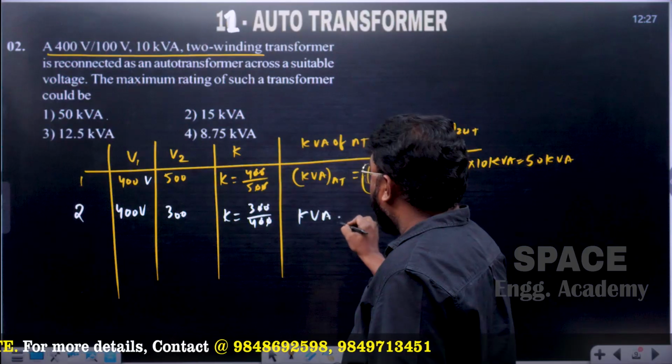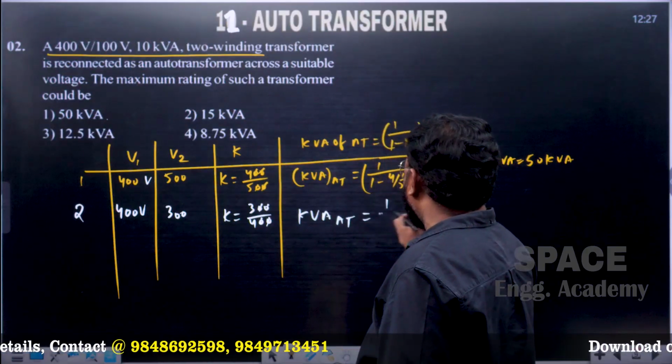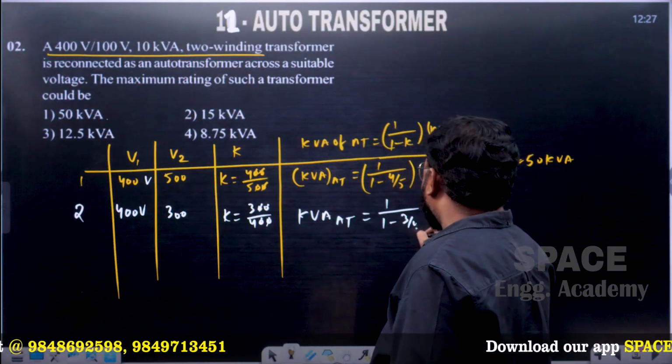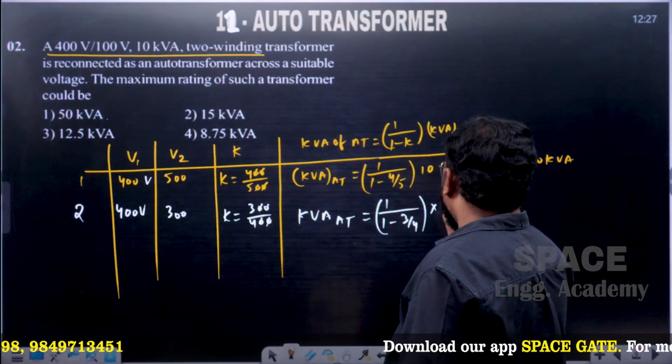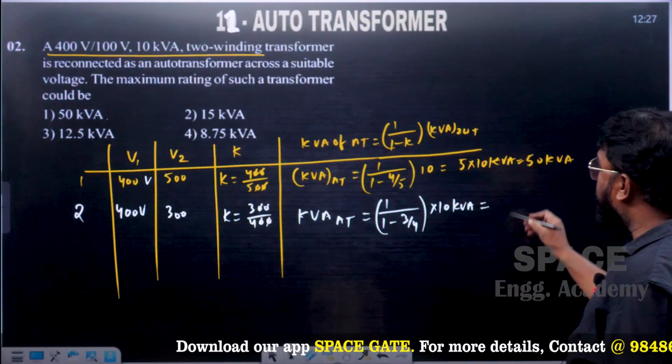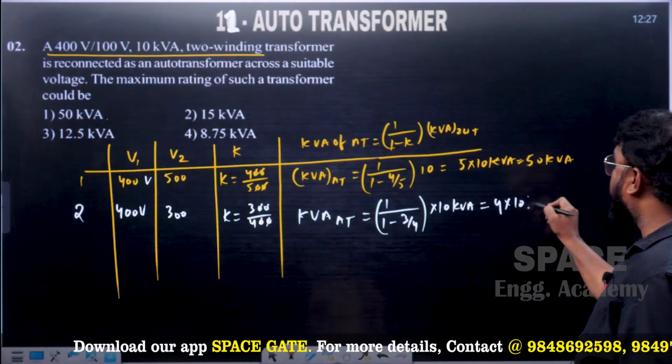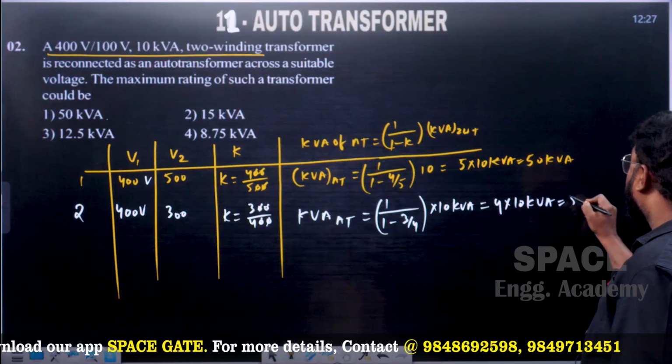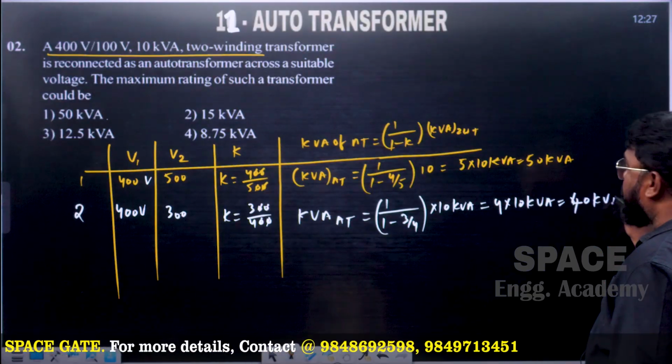కేవీఏ రేటింగ్ ఆఫ్ ఆటో ట్రాన్స్ఫార్మర్ ఈజ్ ఈక్వల్ టు 1/(1 minus 3/4) అన్నప్పుడు ఎంత వస్తుంది, మల్టిప్లైడ్ బై 10 kVA. సింప్లిఫై చేస్తే సో దట్ ఈస్ 4 into 10 kVA సో ఈక్వల్ టు 40 kVA అని వస్తుంది. సో ఇది ఒక క్వశ్చన్.